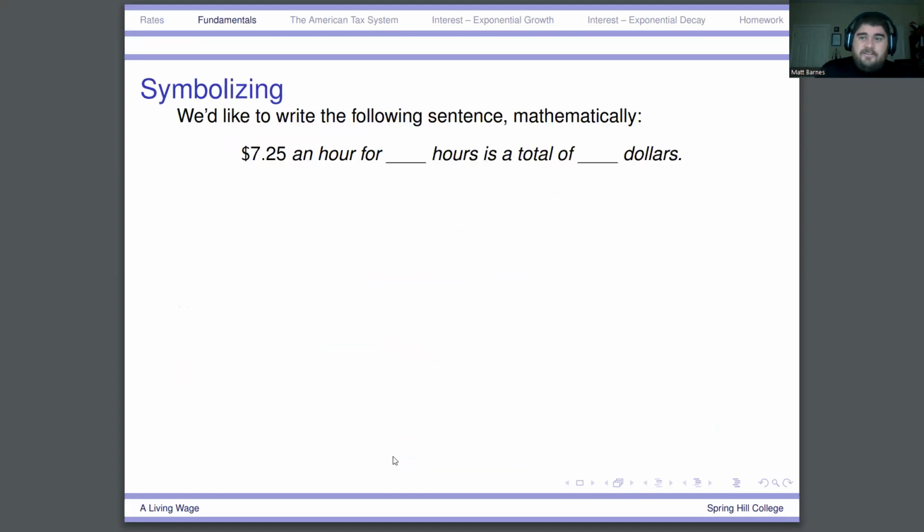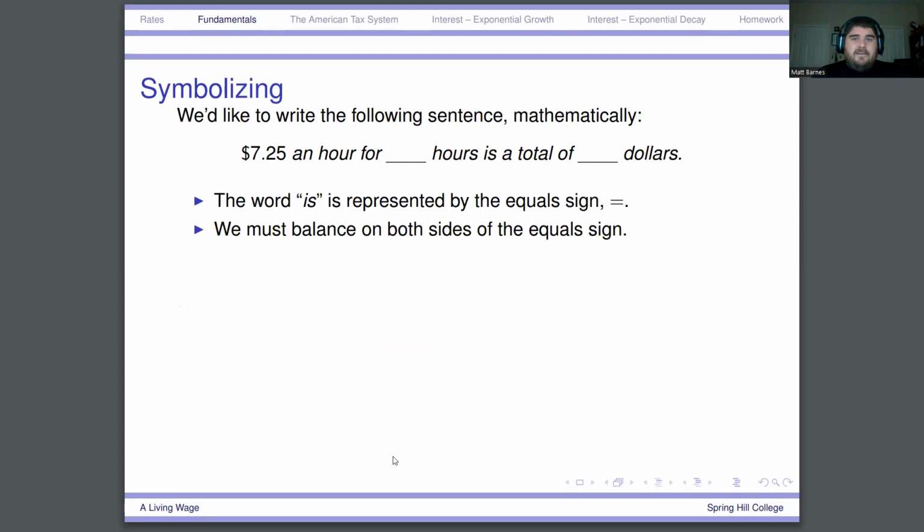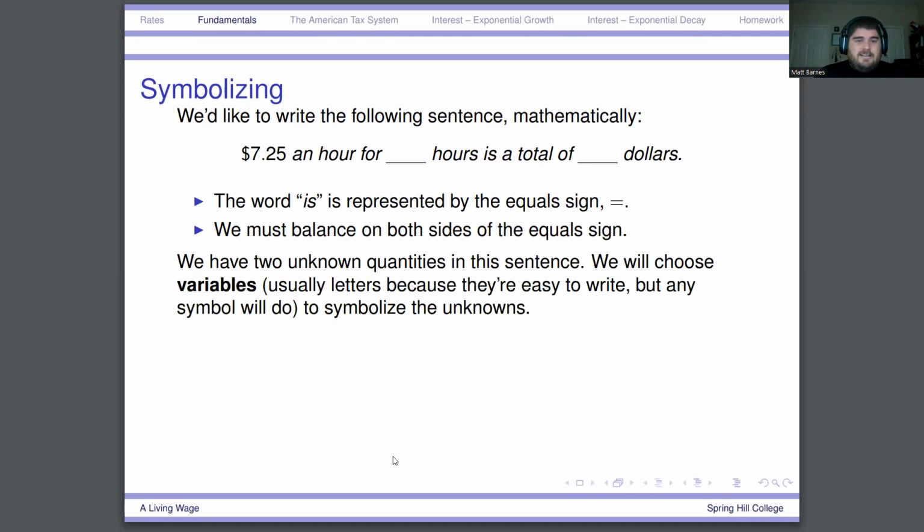So to convert this into something a little more mathematical, because this will help us later, we want to take the English that we're using to describe how much we get paid, and we want to convert it into math. So generally when we do this, an easy way is change the word is for an equal sign, and then figure out how to balance both sides of that. So in this case, we have two things that we do not know in this sentence, right? 7.25 an hour for how many hours is a total of how many dollars, right?